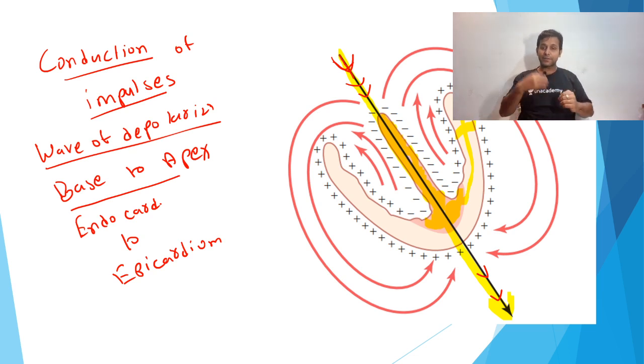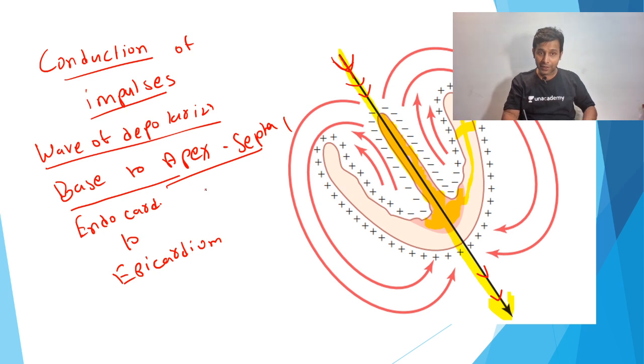Why is this way of depolarization required? As the heart excites, it contracts. So how does it happen? The heart excites from base to apex, that is, through the septal part, but the actual wave of depolarization goes from apex to base through the ventricular muscles. So when the heart excites, it contracts in this manner, from apex to the base.